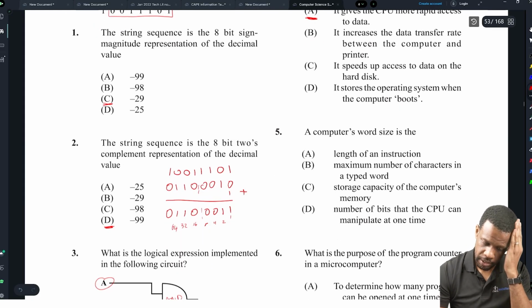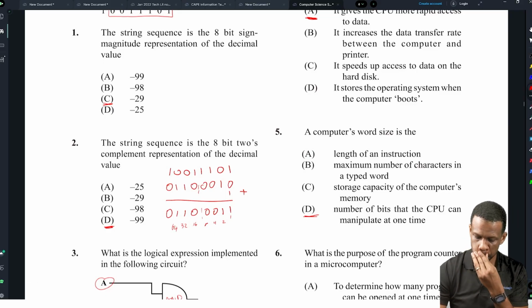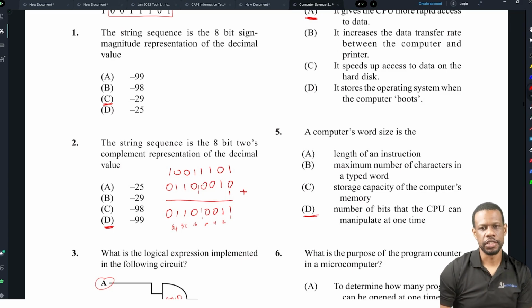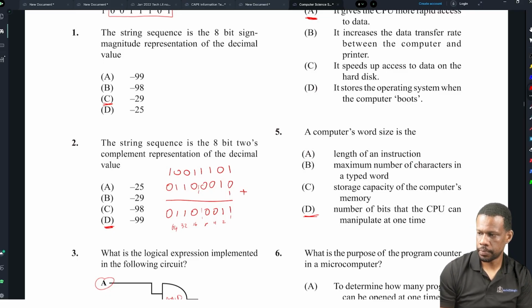Number 5, a computer's word size is the number of bits that the CPU can manipulate at one time. That sounds better. A is close in terms of length of instruction. No, length of instruction is not close enough. So we'll go with D. We'll take D there.